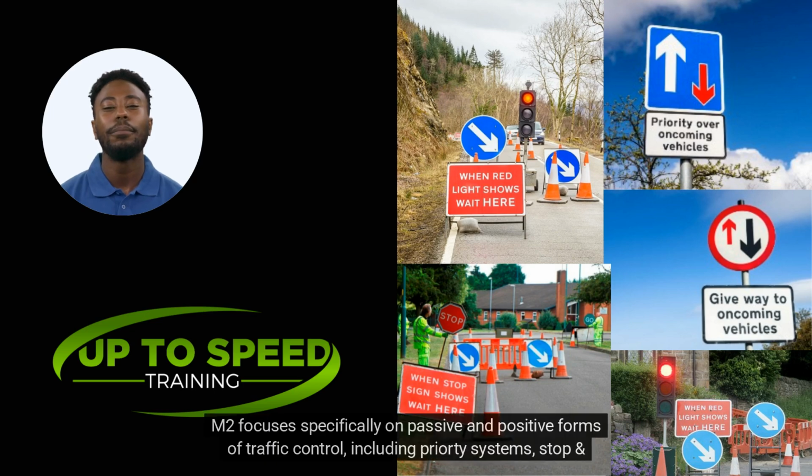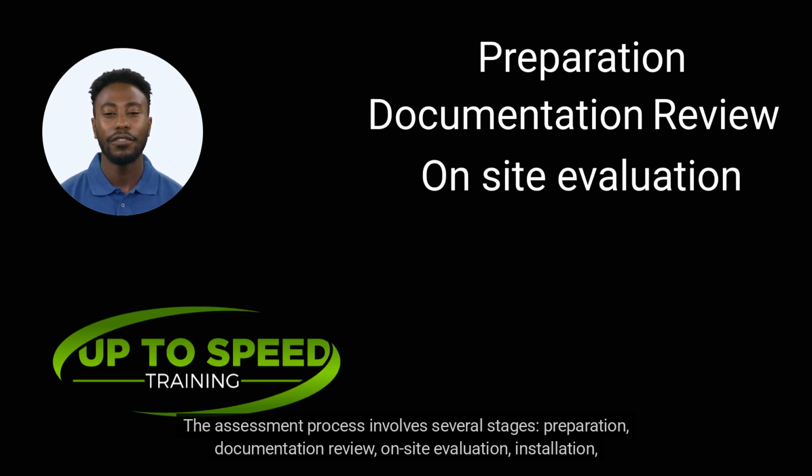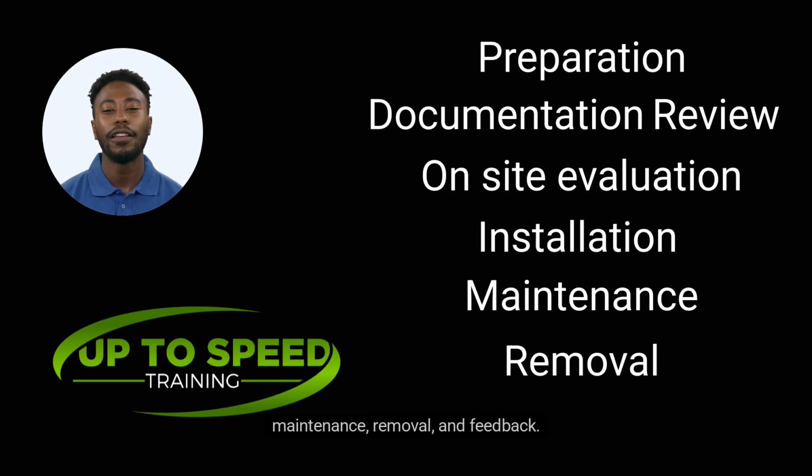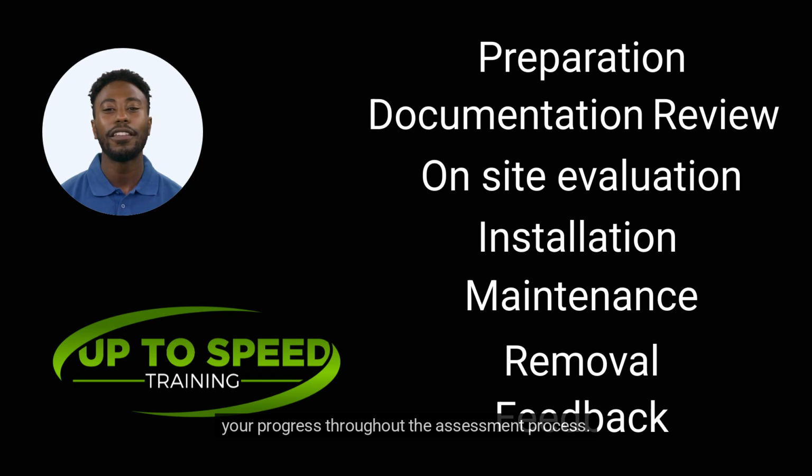M2 focuses specifically on passive and positive forms of traffic control, including priority systems, stop-go operations, and temporary traffic signals. The assessment process involves several stages: preparation, documentation review, on-site evaluation, installation, maintenance, removal, and feedback. Each stage is important to ensure compliance with the standards outlined in the portfolio used to document your progress throughout the assessment process.